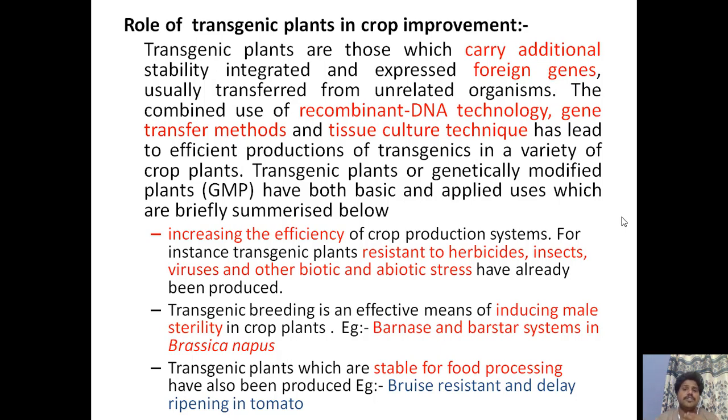They are increasing the efficiency of crop production systems. For instance, transgenics resistant to herbicides, insects, viruses, and biotic and abiotic stresses have been developed. Transgenic plants are an effective means of inducing male sterility in crop plants. For example, I have told you the barnase barstar system in Brassica napus. Transgenics are also used for stable production in the food processing industry. The best example is bruise resistance and delayed ripening in tomato.